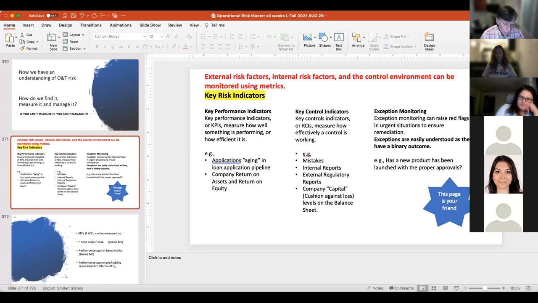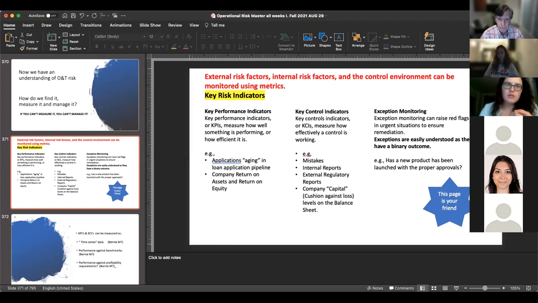What would be a key control indicator for the bank life insurance, where we had all the claims that came from AIDS patients? What would be a control indicator there? How many filed a claim, I guess, similar to this.